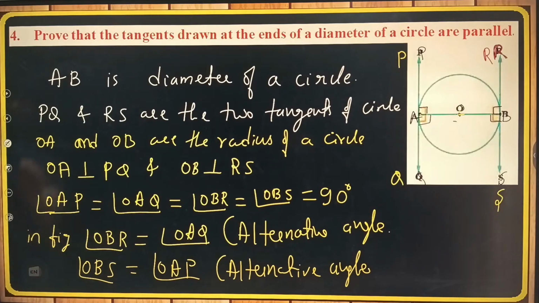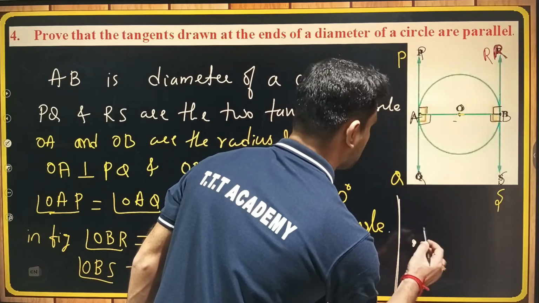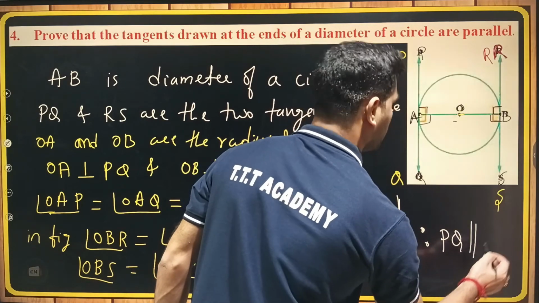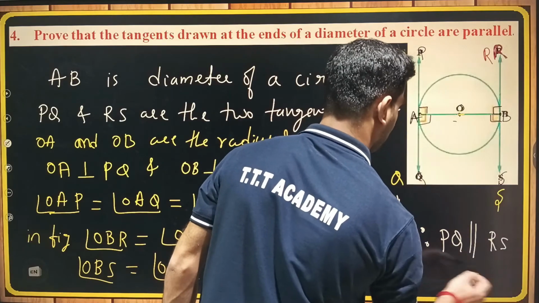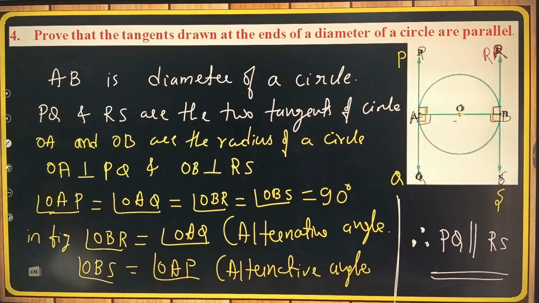Therefore ಇಲ್ಲಿ ಬರೀತೀನಿ. Therefore PQ should be parallel to RS. Okay? So this is what a condition. ಇಷ್ಟು ಬರೆದಿಡಬೇಕಾಗತ್ತೆ. Okay? Because of all alternative conditions ಬರ್ತಿದೆ. So I can say PQ is parallel to RS.